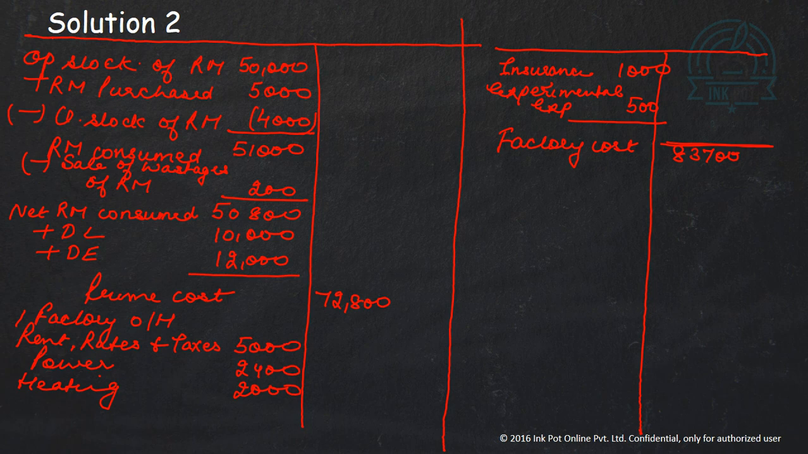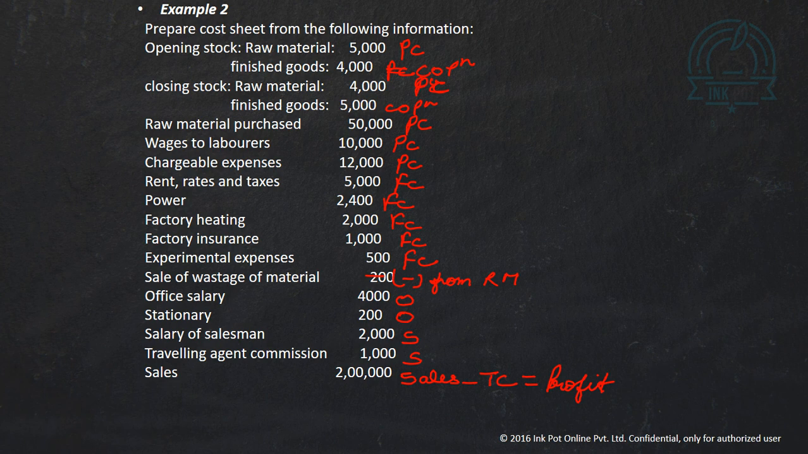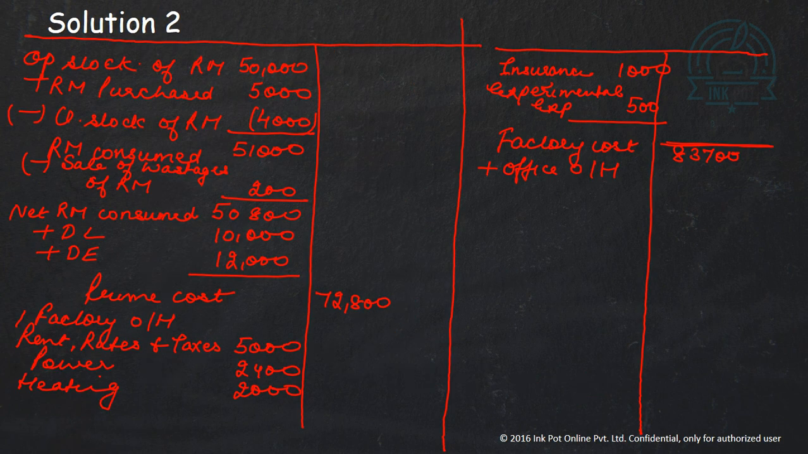Now after this, we will add office overheads to factory cost. Now office overheads are like, we had, let me check. So we have office salary, stationery, two office overheads, okay. Salary, which is office salary, and the amount of office salary is 4,000.